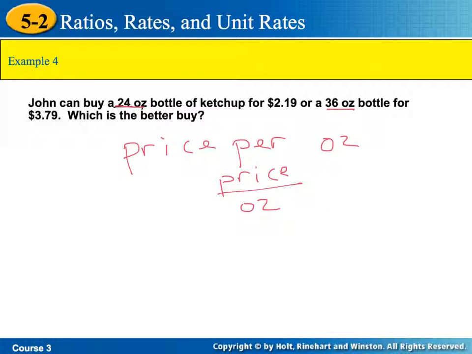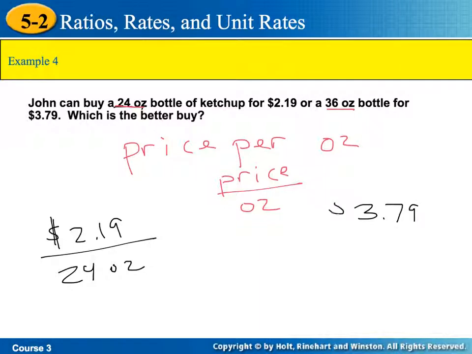All right, so Johnny can buy 2 different bottles. The first one is $2.19 per 24 ounces. The other one is $3.79 per 36 ounces. The reason I don't want ounce per dollar is that it would put the 24 and the 36 on top. I want dollar per ounce. I want price per ounce. I always want price on top.